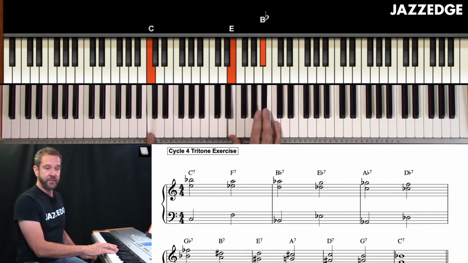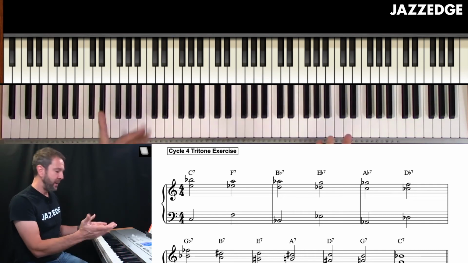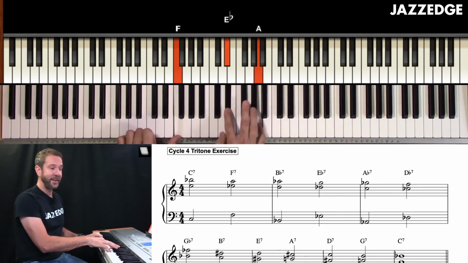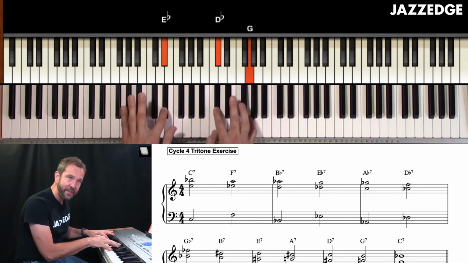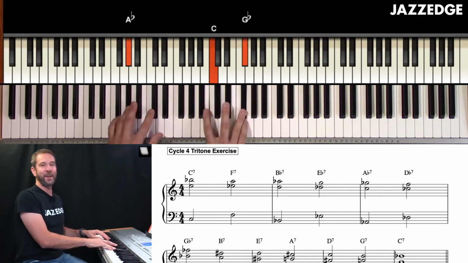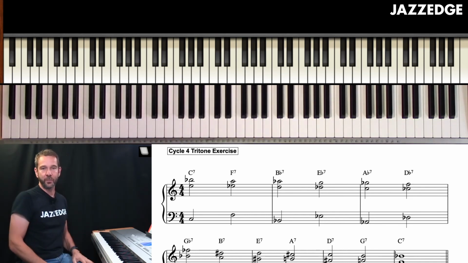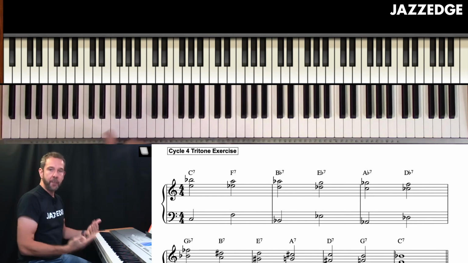When I move to the F7, rather than picking up my hand and coming up to the 3rd and the 7th of the chord, I just make it easy for myself, and instead I move to the 7th and the 3rd. And I do the 3rd and 7th of B flat, and then I move to the 7th and the 3rd of E flat. Then I do the 3rd and the 7th of A flat, and then move to the 7th and 3rd of D flat, and so on and so forth, okay? All right, so that's just my typical cycle 4 dominant motion.